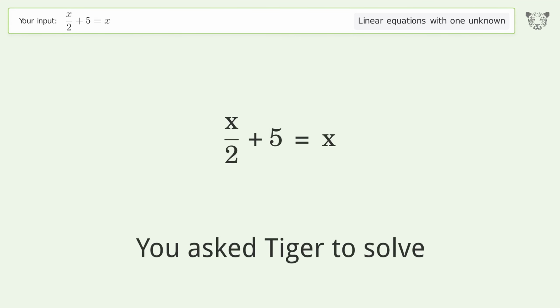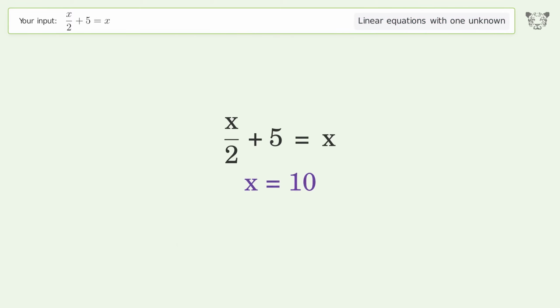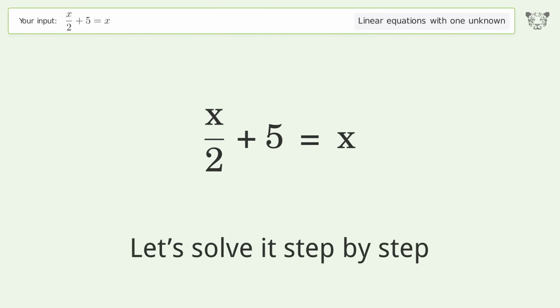You ask Tiger to solve this. It deals with linear equations with one unknown. The final result is x equals 10. Let's solve it step by step.